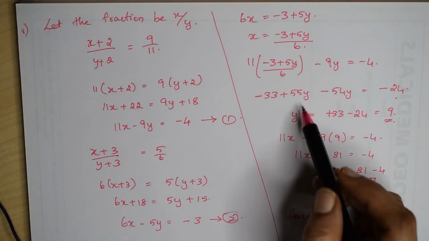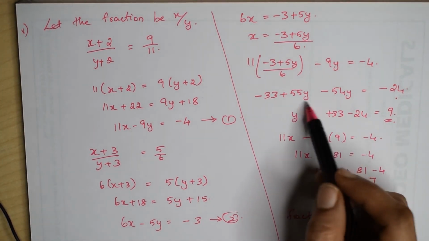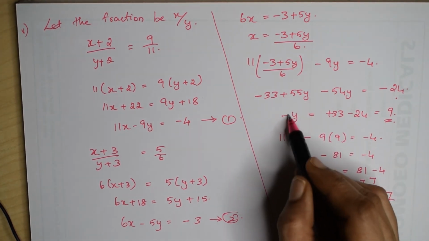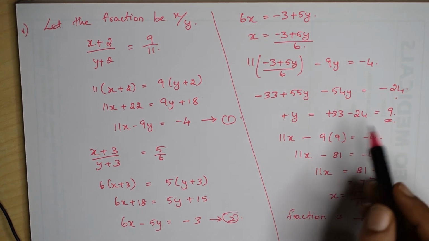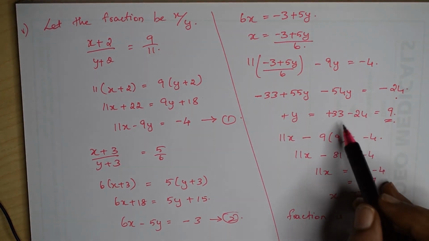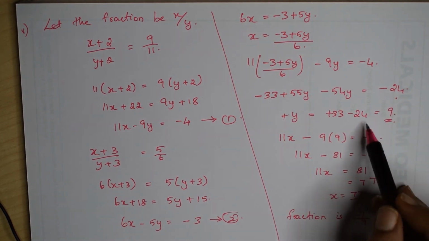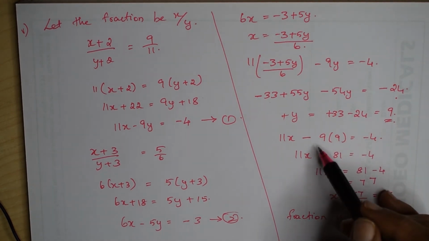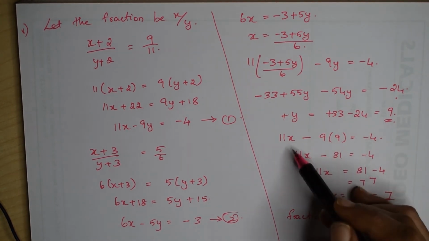And now when I simplify, here I have a plus number and a minus number, so I have to subtract and put the symbol of the bigger number. So this becomes plus 1y, and that is equal to this plus 33, minus 33 goes to the right hand side as plus 33, 33 minus 24, and it is equal to 9. So y's value is equal to 9, and I substitute it again in the first equation.